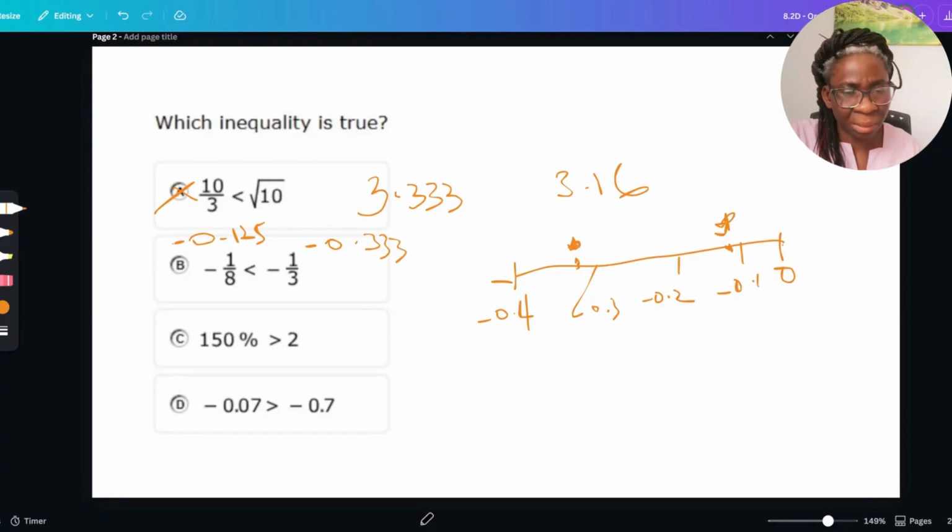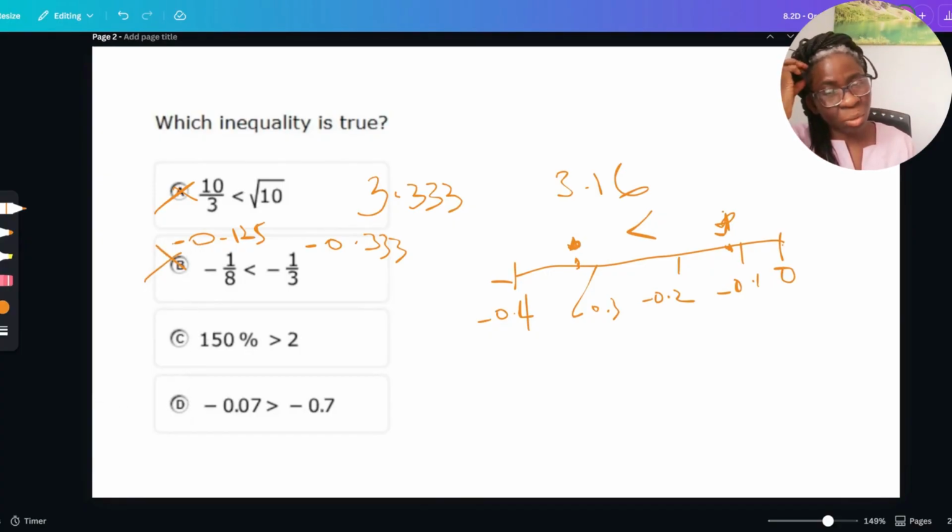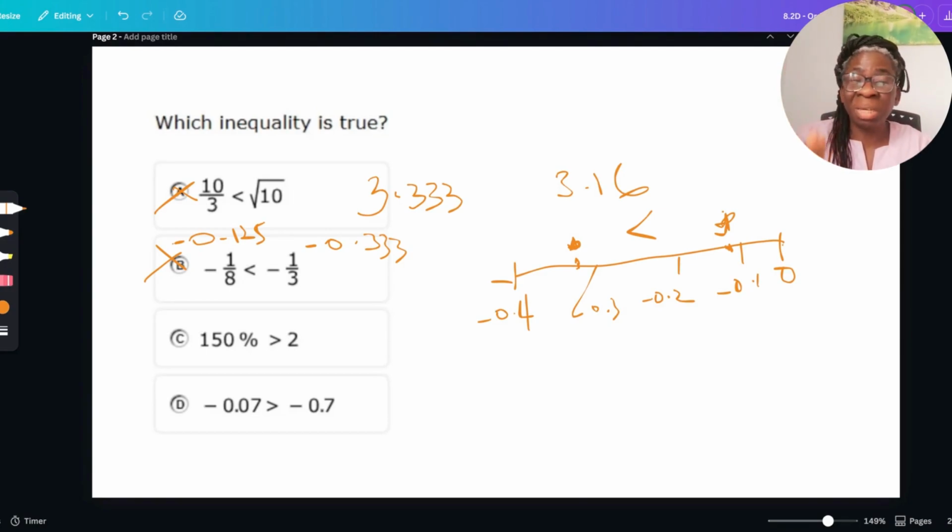So which one is lesser? This one is lesser than this. So that means this is wrong. Assuming there is no negative sign there, then that would have been right. So that is a trap that you must not fall for. So once you see negative, the bigger number becomes the smaller number.